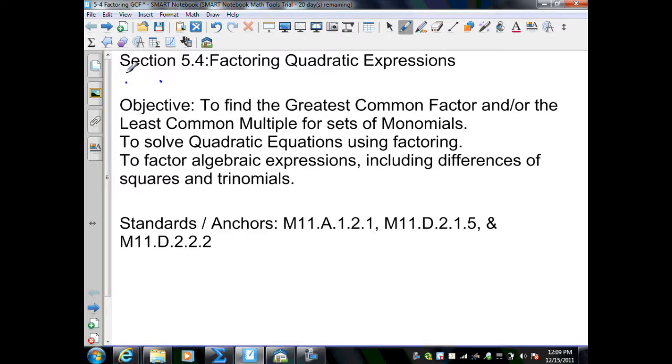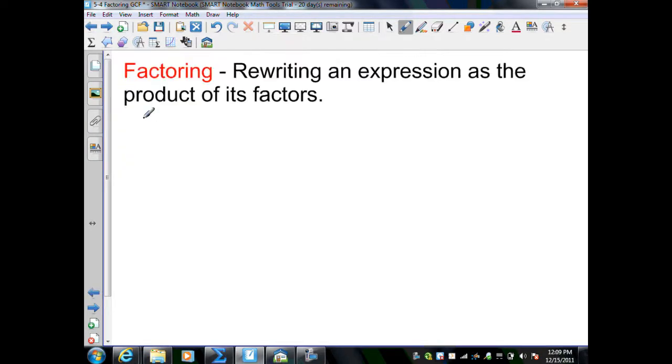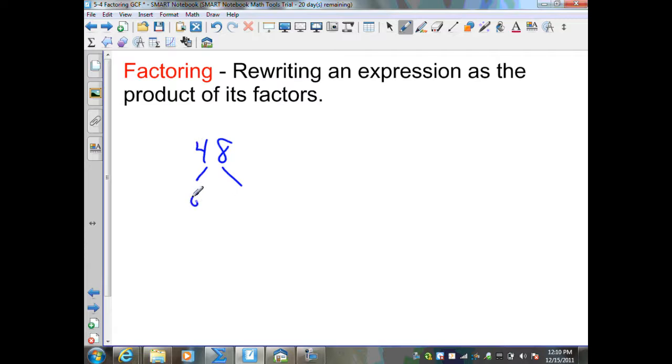Section 5.4, Factoring Quadratic Expressions. Factoring is rewriting an expression as the product of its factors. If I just gave you a real number such as 48, I can write factors of 48. In other words, what two numbers multiply together that equal 48? I could write 8 times 6. This is written as a product of its factors.